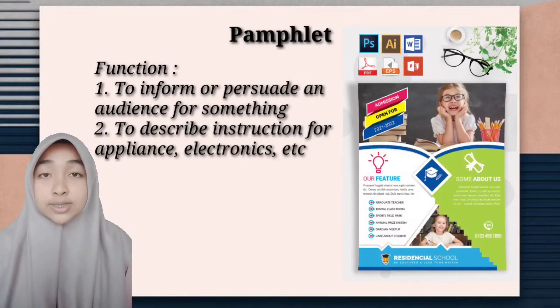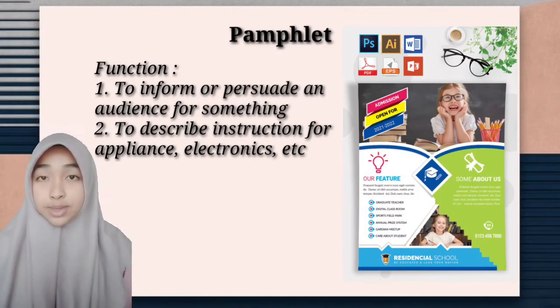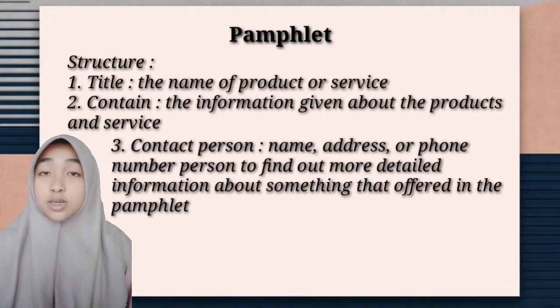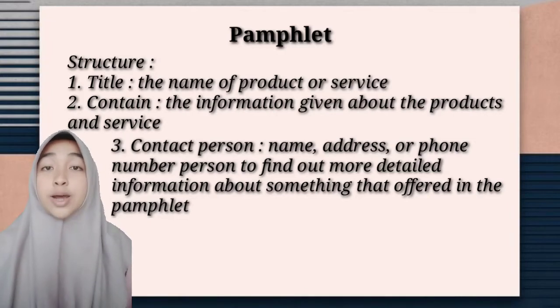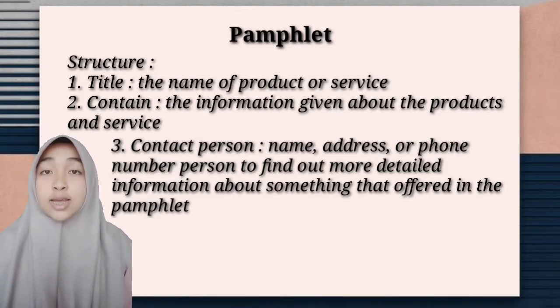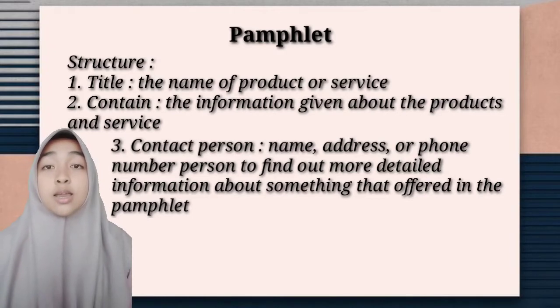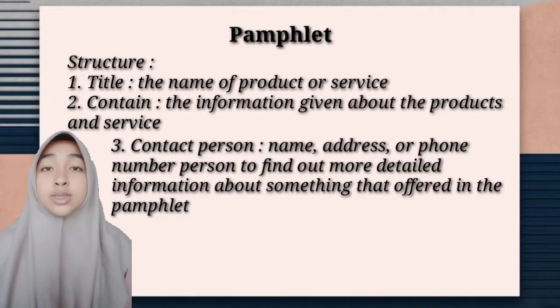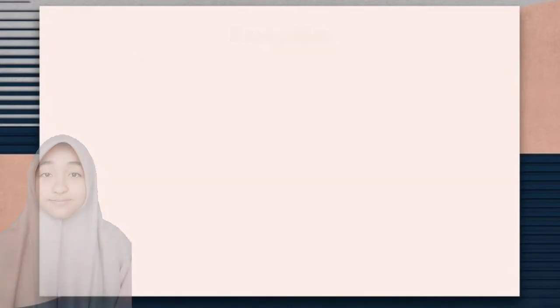The function of a pamphlet is: first, to inform or persuade an audience about something, and the second is to describe instructions for appliances, electronics, etc. The structure of a pamphlet is: first, title is the name of the product or service. Second, content is the information given about the product and service. And the third is contact person, which is the name, address, or phone number of a person to find out more detailed information about something offered in the pamphlet.